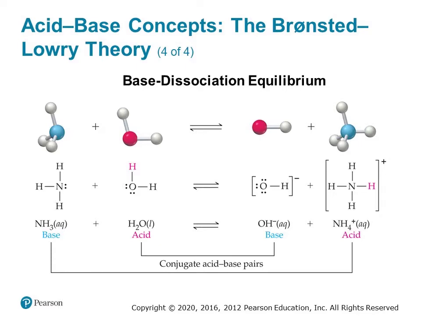Base dissociation equilibria in aqueous solution follow the opposite pattern. Here, a Bronsted-Lowry base, we'll use ammonia for this example, is a substance that reacts with water, where water is now the proton donor, and the base is the proton acceptor. This results in the formation of water's conjugate base, the hydroxide ion, and the base's conjugate acid, which in the case of ammonia is the ammonium cation.